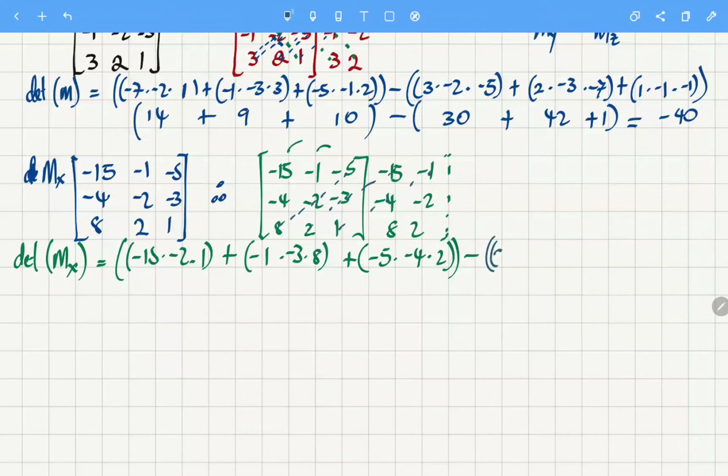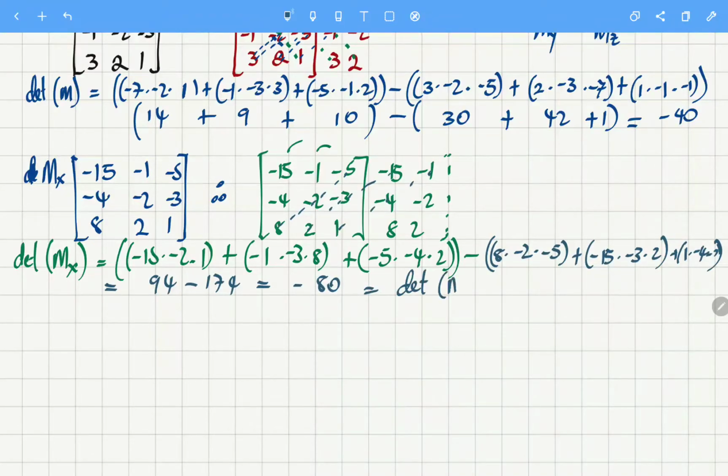these diagonals here. So the product of these diagonals, right? So that becomes 8 times minus 2 times minus 5, plus minus 15 times minus 3 times 2, then plus 1 times minus 4 times minus 1. Okay, so simplifying further, we get 94 minus 174, which is minus 80, which is the determinant of matrix mx.